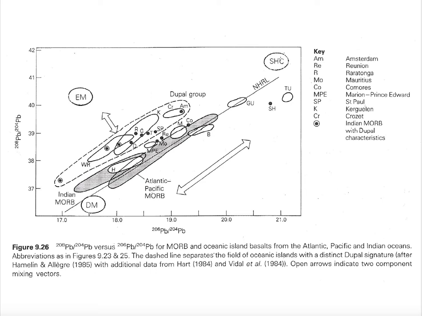And they are all here, very related. These ones are plotting then on the array of the Atlantic Pacific MORB, and they are lying between the depleted mantle and the St. Helena component. And these ones here within the stippled line are more close to the enriched mantle.